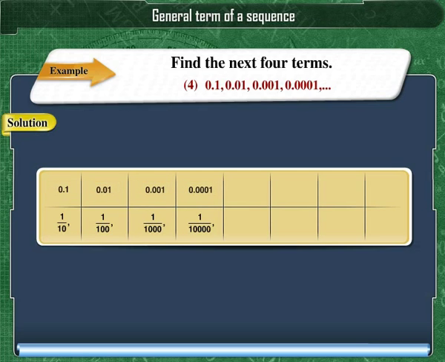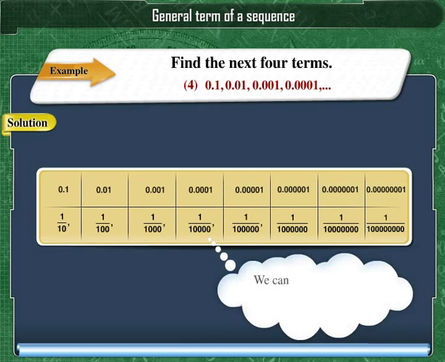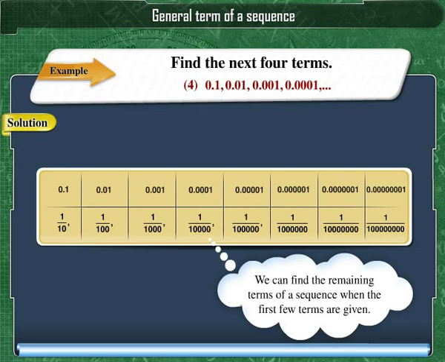Therefore, the next 4 terms are 1 upon 1 lakh, 1 upon 10 lakhs, 1 upon 1 crore and 1 upon 10 crores. This means the next 4 terms in decimal form are as shown here. We have seen how to find the remaining terms of a sequence when the first few terms are given.